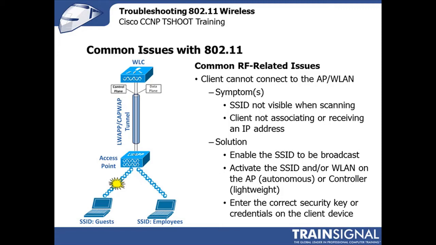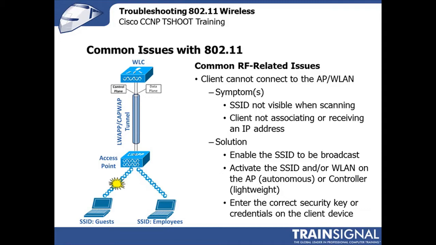Let's just start with some common RF related issues, specifically wireless type issues. You can see pictured to the left, you have your wireless LAN controller and your access point. In this case, a guest is not able to associate with the SSID on the lightweight access point. So here's the basic idea. Here are the symptoms of the problem.